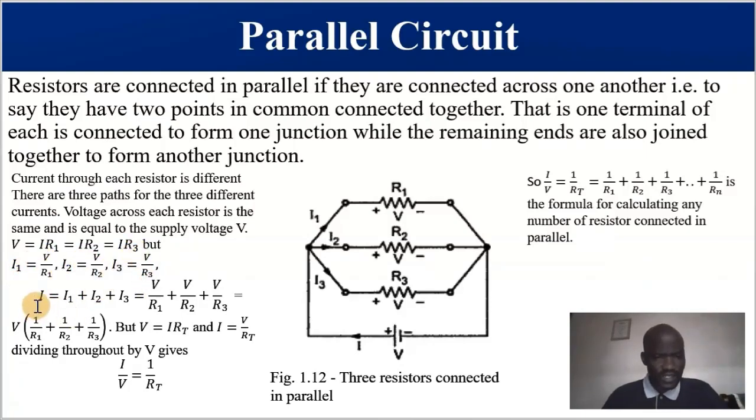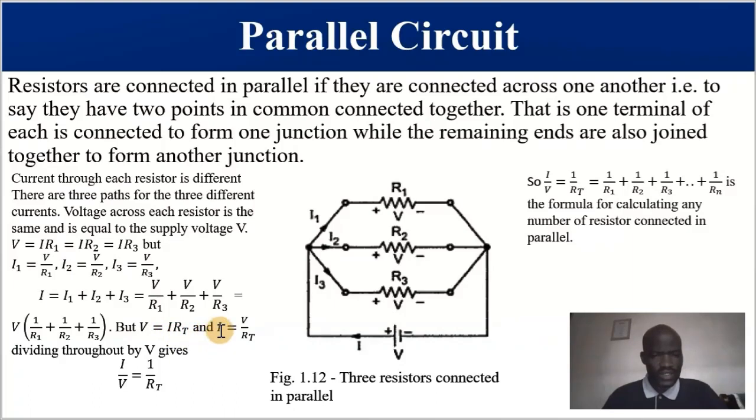We also know that supply current I is equal to I1 plus I2 plus I3 because it is branching. We can replace these three currents using Ohm's law. It becomes V divided by R1 plus V divided by R2 plus V divided by R3. If we factor out V, it remains like this. But please take note that V is equal to I times RT. That is, our supply voltage is equal to current times total resistance.